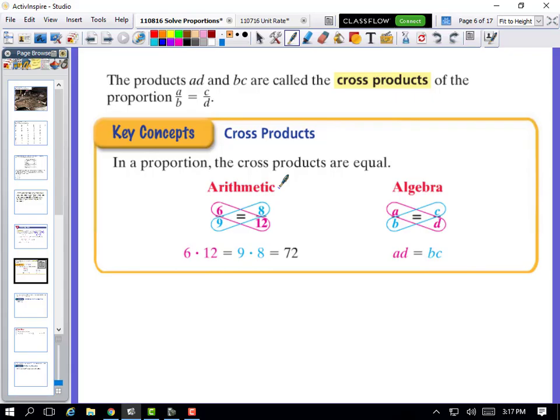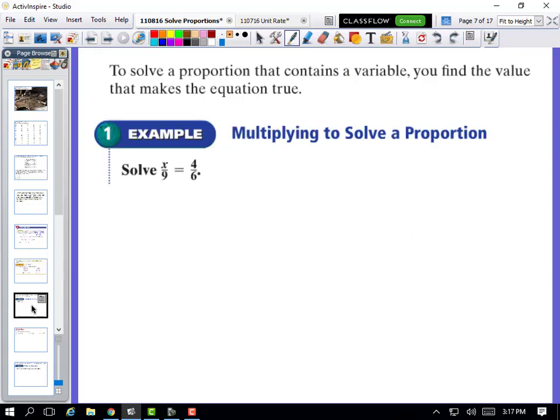But in algebra, we want to generalize this so that I can use any numbers to see if it will work. And in this case, if we say that they are equal, then I should be able to multiply A times D together and B times C together, and their products will be equal. So let's see if we can solve a proportion using this same method.